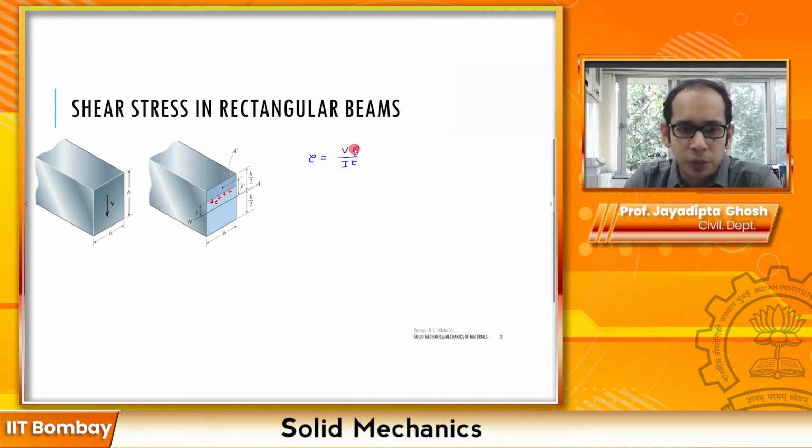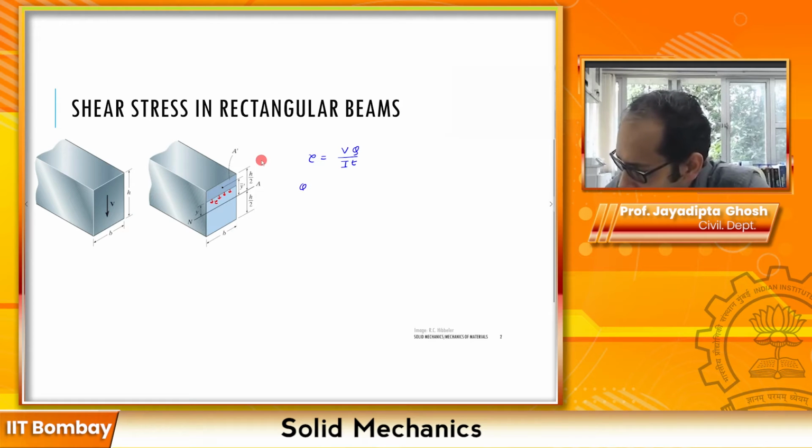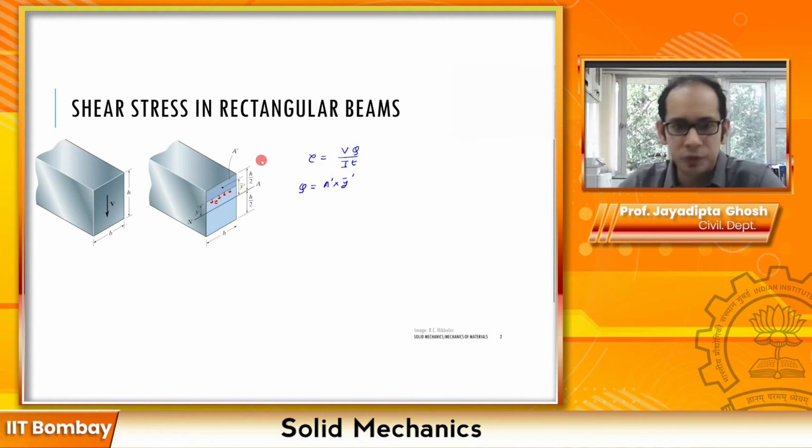Now coming to Q. Now Q is what? Q is the product of the area times the distance of the centroid of the area from the neutral axis. You could take the top area or the bottom one, it doesn't matter. So let's just take the top area in this case. So here your Q is going to be equal to A prime times y bar prime. Right, so this is A prime times y bar prime, this distance over here.